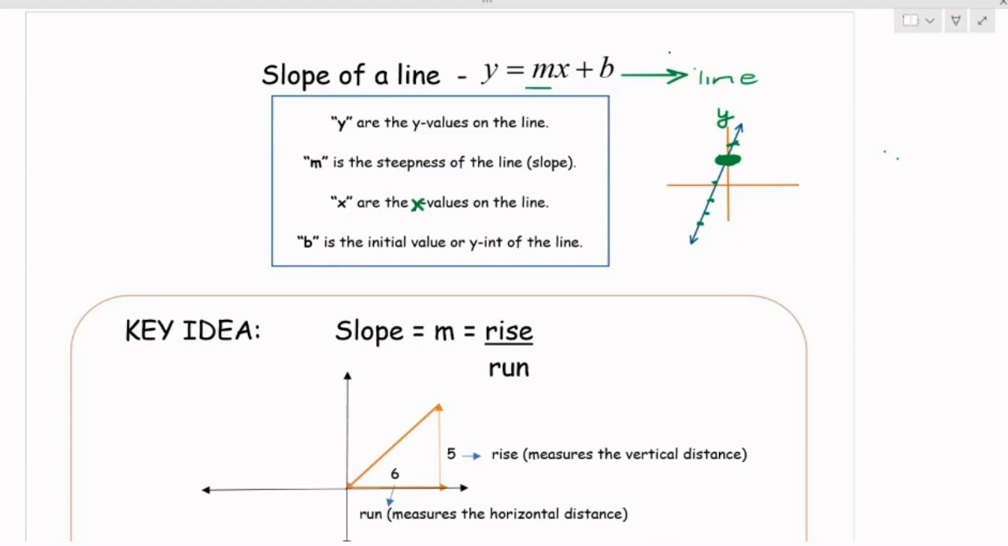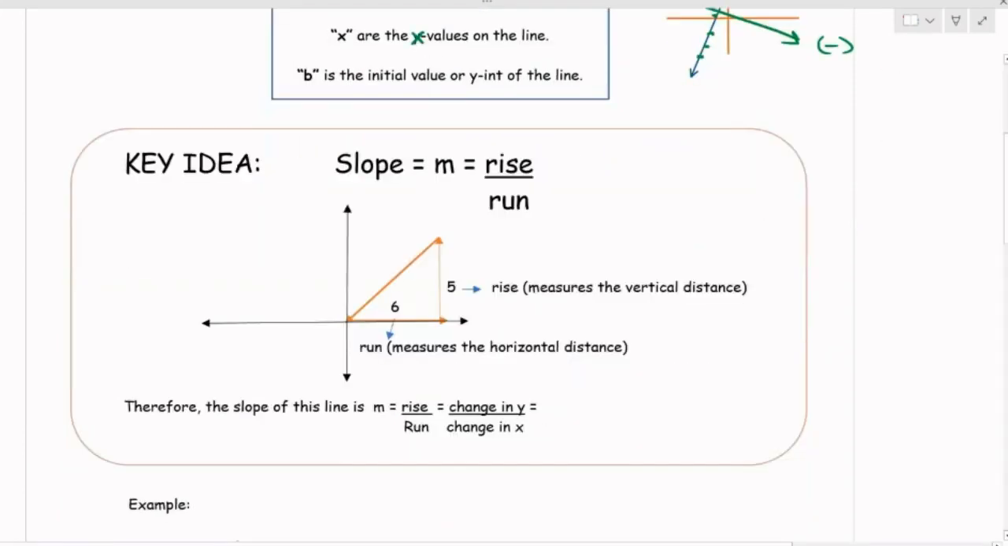Now this slope is going to be positive because it rises to the right. If we were to get a line that falls to the right, it would be considered a negative slope. And you'll see that come through in our calculations. All right, so the key idea here is slope m is equal to rise over run, or rise divided by run. It's a ratio that compares the rise to the run.